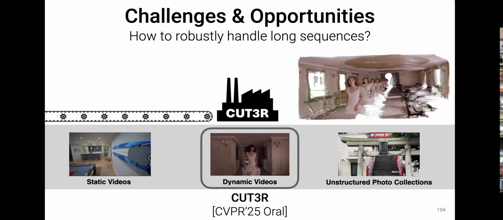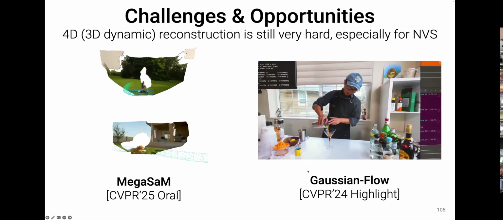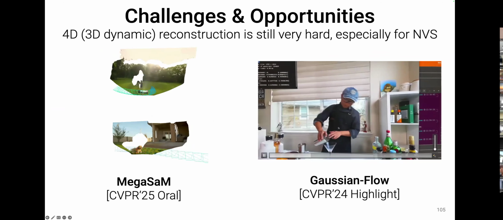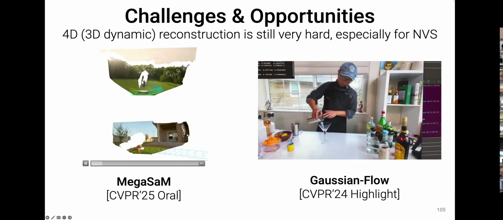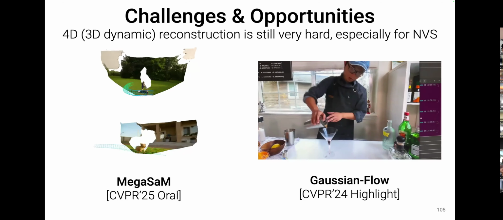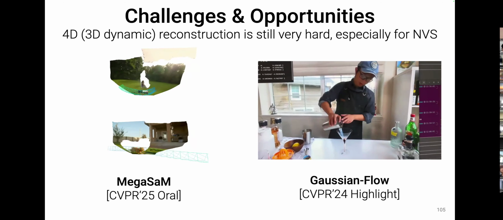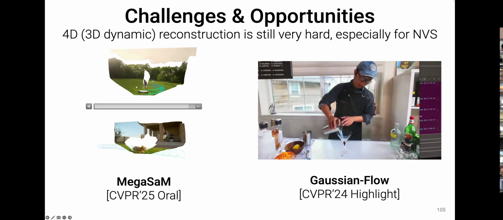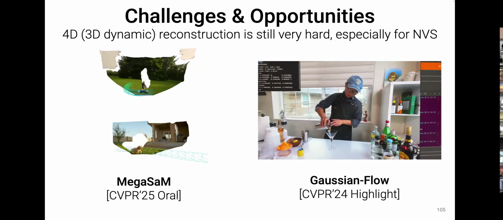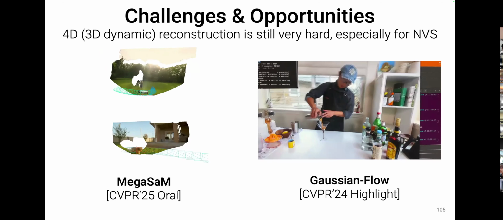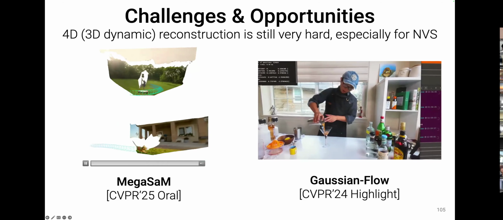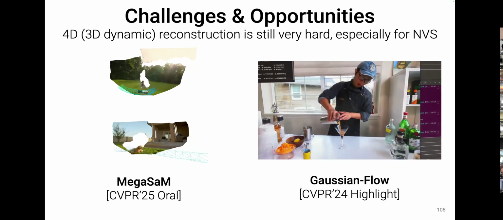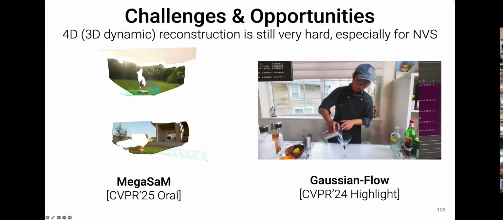Again, I think static reconstruction is almost solved, but 4D reconstruction is still really hard. For example, as you can see here, MegaSam can give such a point map as output. However, who will use this kind of point map? It's not really useful in my opinion. Why do we need such a point map? What we actually want is to be able to render from novel views, right?